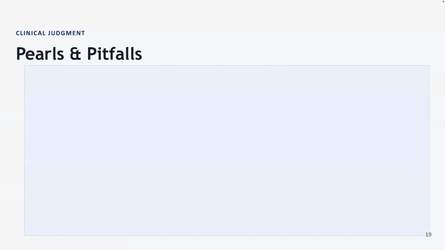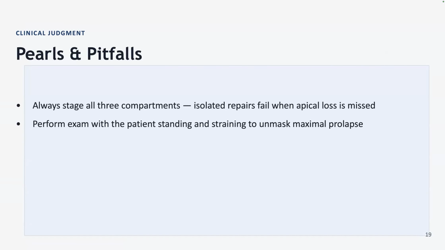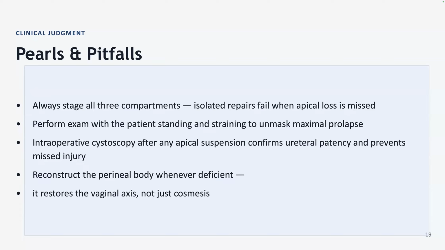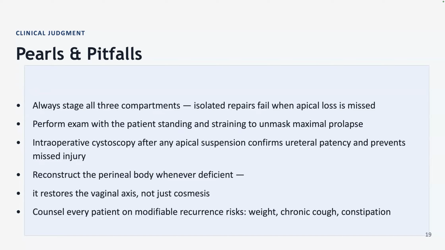Now, these are the clinical judgment pearls and pitfalls. Always stage all 3 compartments. Isolated repairs fail when apical loss is missed. Perform the exam with the patient standing and straining to unmask the prolapse, and perform intraoperative cystoscopy after any apical suspension. Reconstruct the perineal body, as it restores the vaginal axis, not just the cosmesis. Counsel every patient on modifiable recurrence risk.